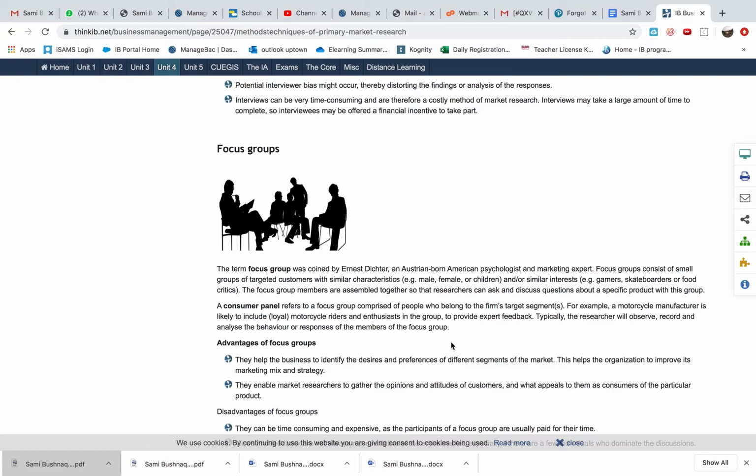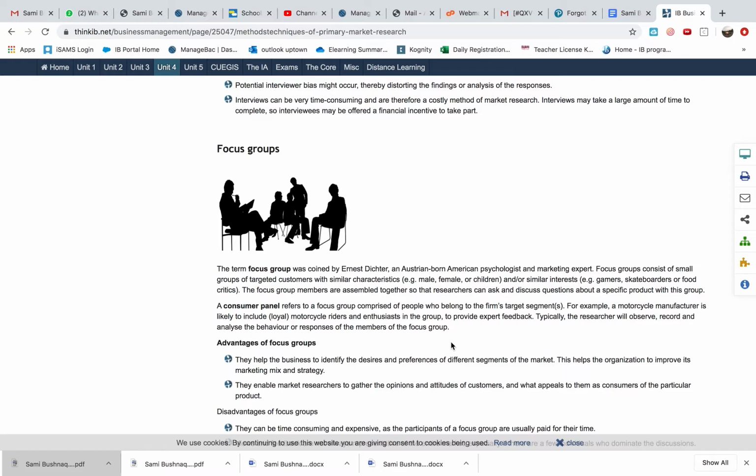So you put these people together, and then you assemble researchers to ask them and discuss questions specific to a product. So a consumer panel refers to the focus group comprised of people who belong to the firm's target audience. So for example, if you're a motorcycle manufacturer, you're going to probably include loyal motorcycle riders and enthusiasts into the group and then get really good feedback from them. So you're not going to be including people who've never ridden or hate motorcycles, because that's not going to help you develop your motorcycle product, is it?